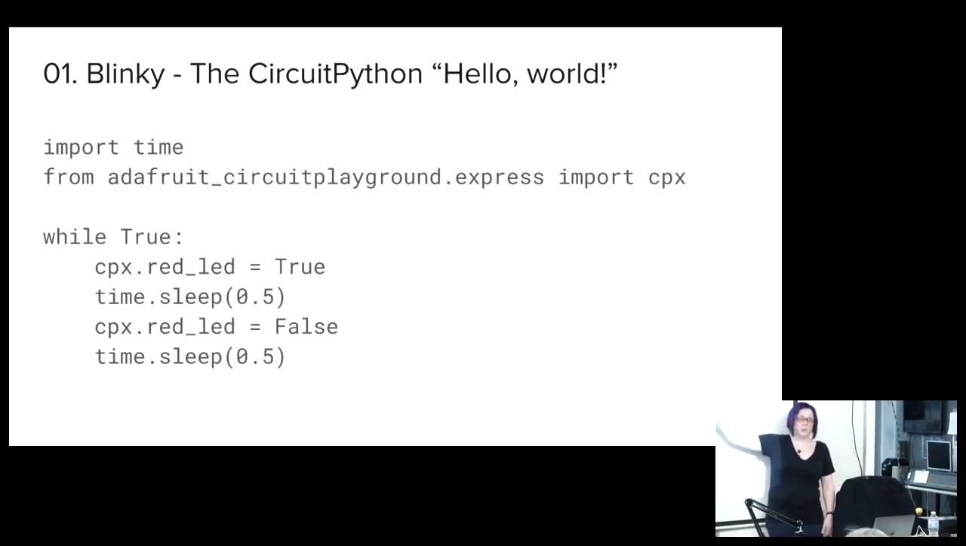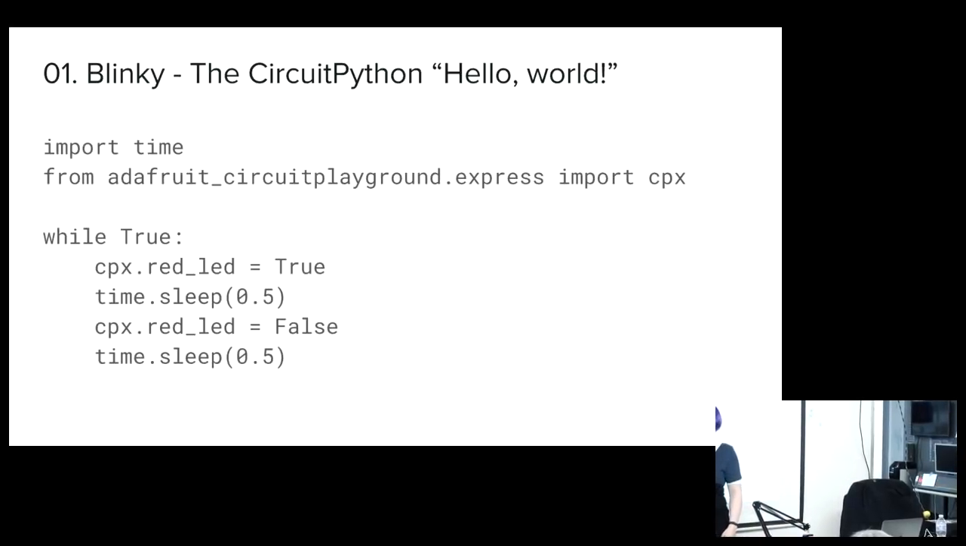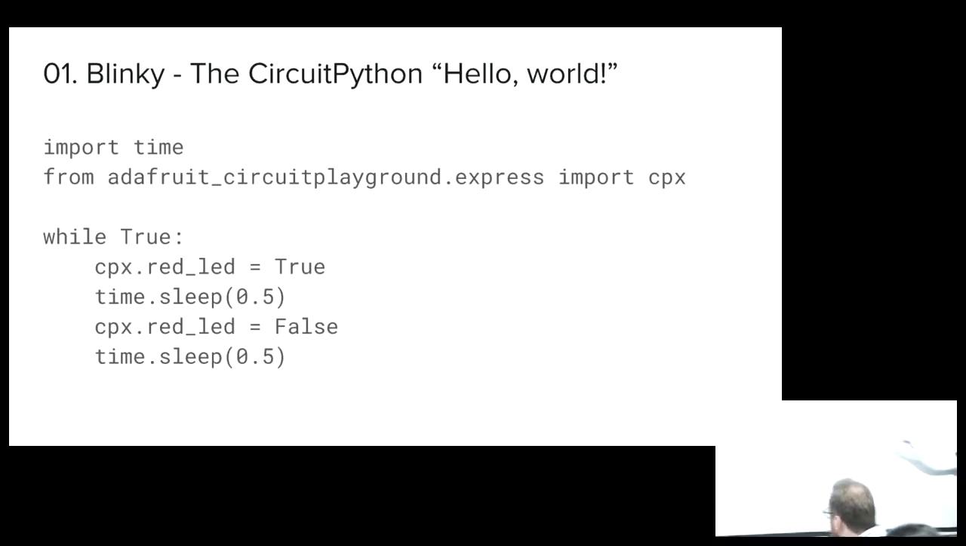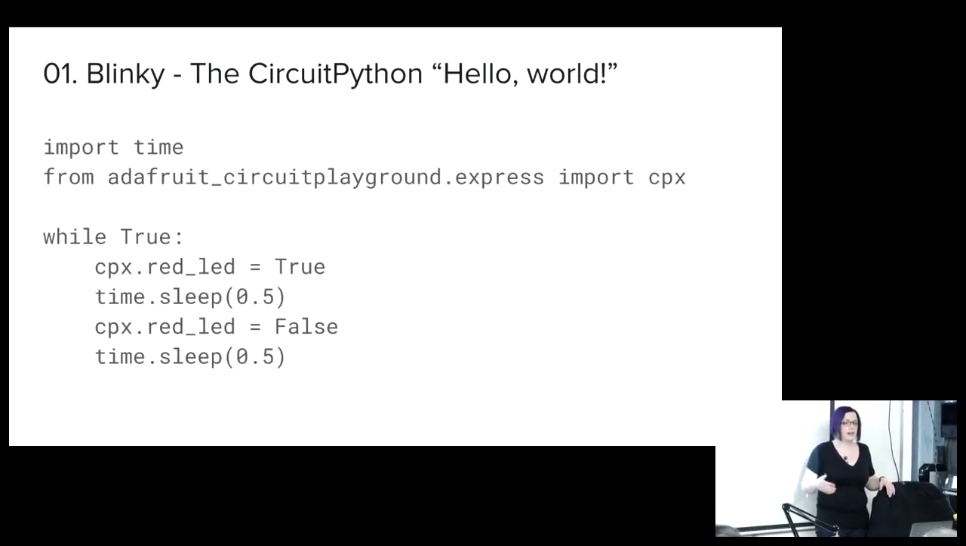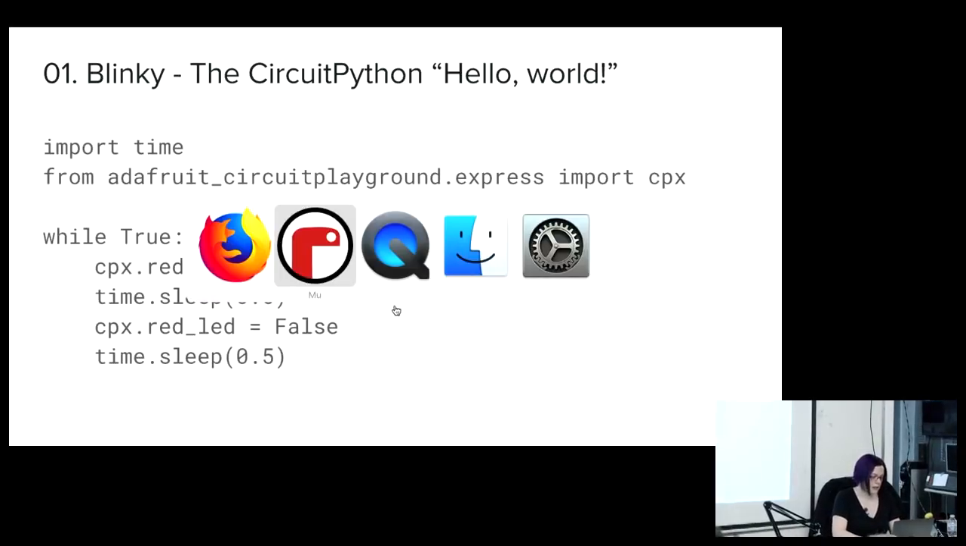Now we have our while true loop, and I don't know how many of you have worked with Python before, and how many of you have not. Okay, excellent. So I'm going to actually explain what this does. A while true loop basically means forever do all of the things indented underneath this line. So this says forever do these things. And what these things are is we're setting the red LED to true, and what that means is we're turning it on. And time.sleep means we're going to pause for 0.5 seconds. Then we're going to set it to false, which means we're going to turn it off. And then we're going to pause again for 0.5 seconds. And what that does is it has the effect of making the LED blink.